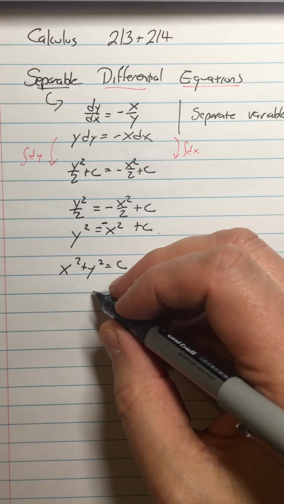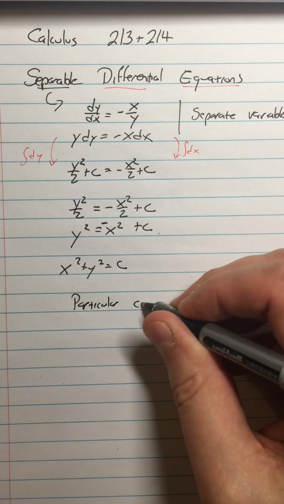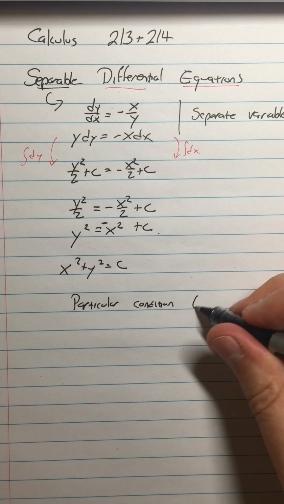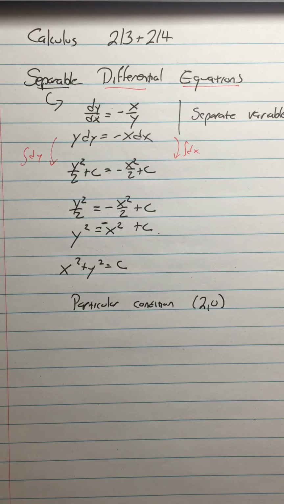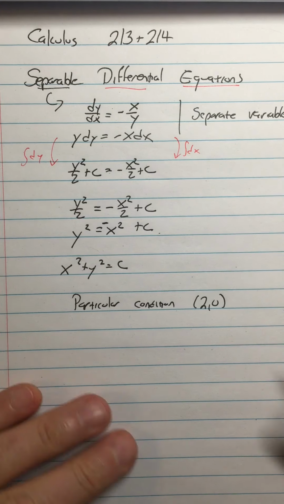So I'm going to call it a particular condition. And that particular condition is going to be the point (2, 0) is on the graph of the solution. All right, (2, 0). Or I could say (0, 2). I think I wanted to say (0, 2). It doesn't matter.